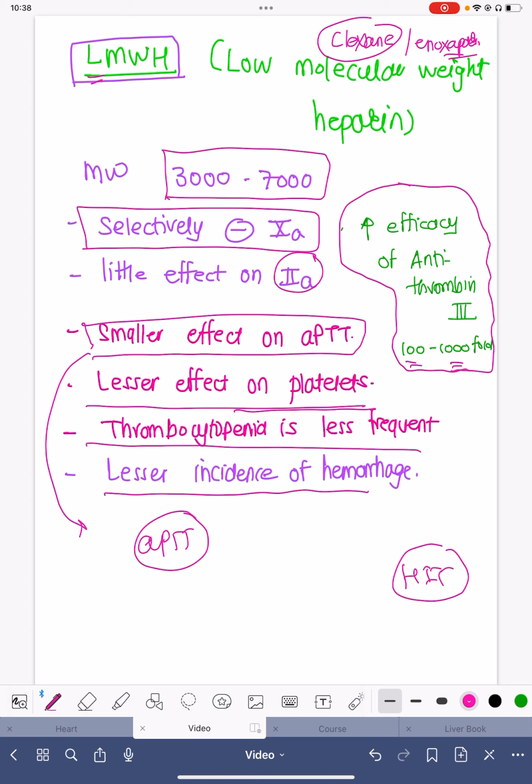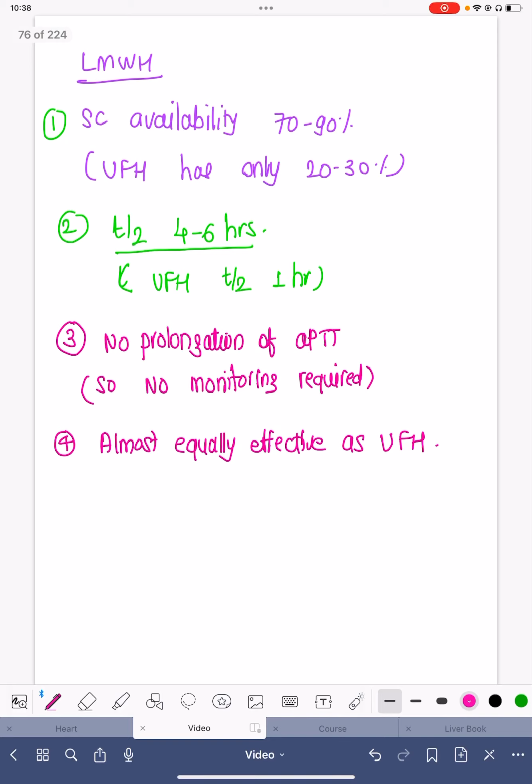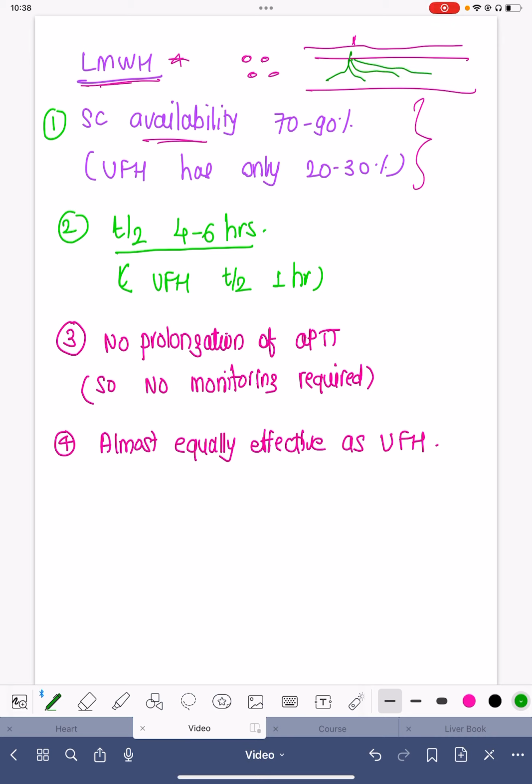Unfractionated heparin very commonly can cause hematuria or bleeding from other sites as well. But the chances of hematuria or bleeding are much lesser with low molecular weight heparin. One of the excellent properties of low molecular weight heparin is its availability. As the size is very small, as soon as we give it as a subcutaneous injection, it can gain access very easily, and it can get into the circulation very easily.